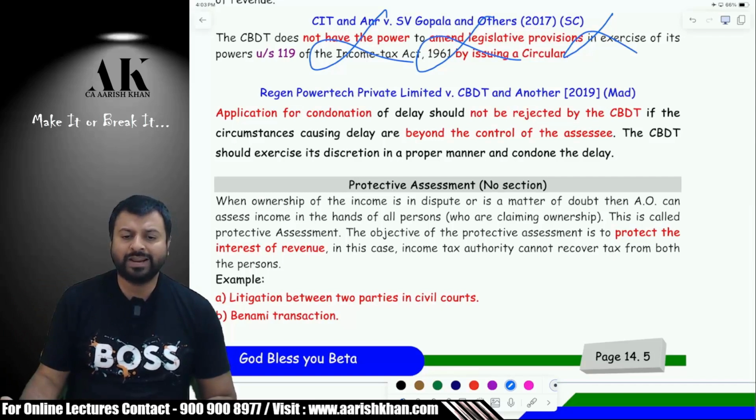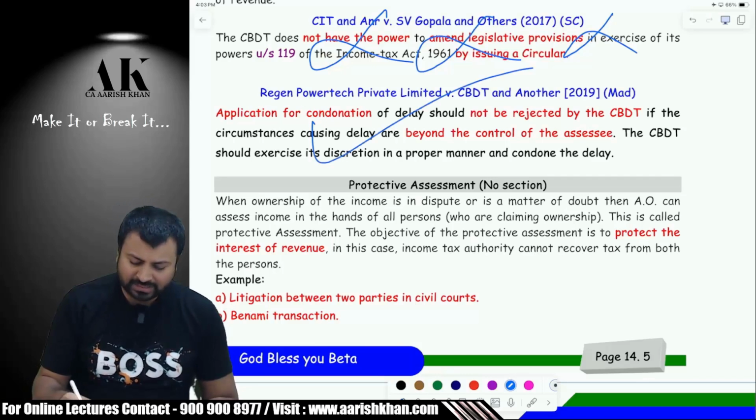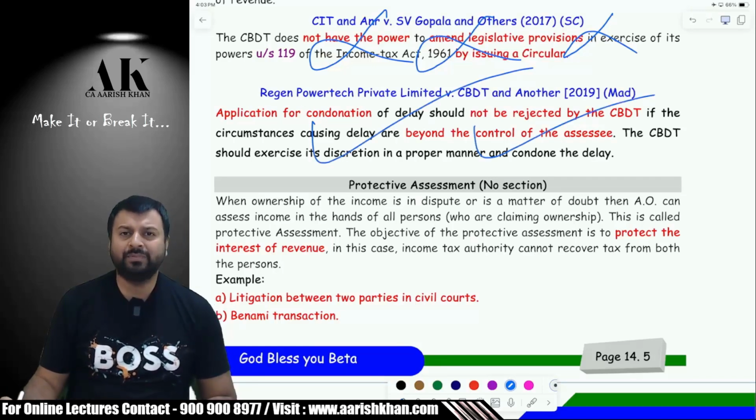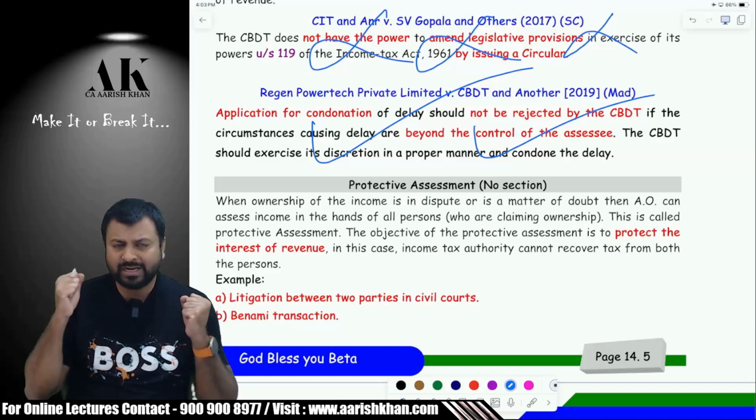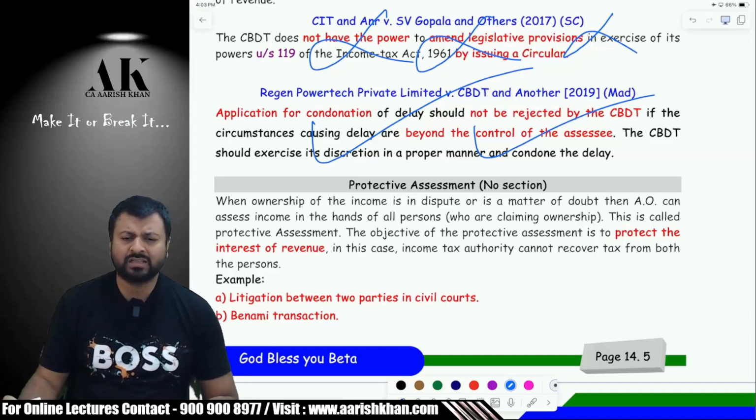Okay. Now, can an assessee who was not able to file the return because of some genuine reason have his delay condoned? The Madras High Court has said that if it was beyond the control of the assessee to file the return on time, you can give him condonation. CBDT has that power to give condonation under the income tax law.